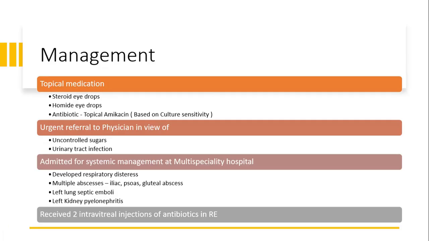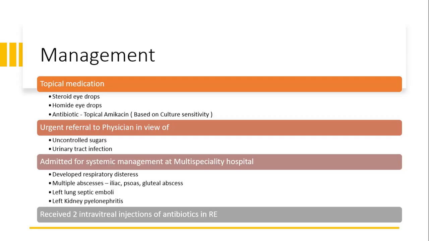He developed multiple abscesses in iliac, psoas, and gluteal muscles. He had left lung septic emboli. He had left kidney pyelonephritis. He also had some infection at the IV line site. And while going through all of this, and a battery of various antibiotics were administered to him there, he also received 2 intravitreal antibiotic injections in the right eye by our colleagues in that hospital, who coordinated with us and kept us in touch about this case every day, and we remotely guided them in managing this patient.